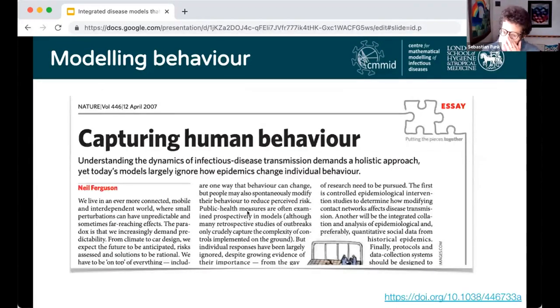Before talking about the specific challenges that we posed, I just want to highlight another paper, an opinion piece that was published almost 10 years earlier by Neil Ferguson on capturing human behavior. And if you look at the subtitle, understanding the dynamics of infectious disease transmission demands a holistic approach, yet today's models largely ignore how epidemics change individual behavior, then this still holds very much true, I think. So 15 years later, I don't think this is something that has changed much.